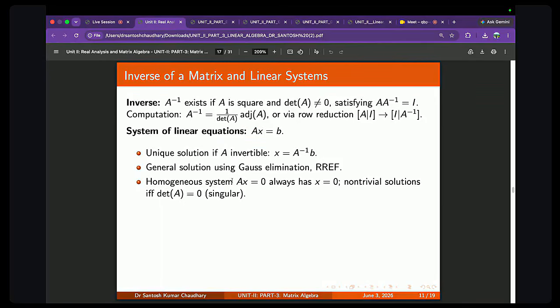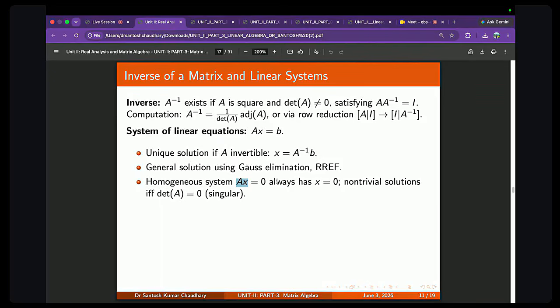And a homogeneous system always has one solution, that is the zero solution. That is also called the trivial solution. So it will always have a trivial solution, X equal to 0. So there is no way you can have no solution in the case of a homogeneous system. So in a homogeneous system, there is always a solution.